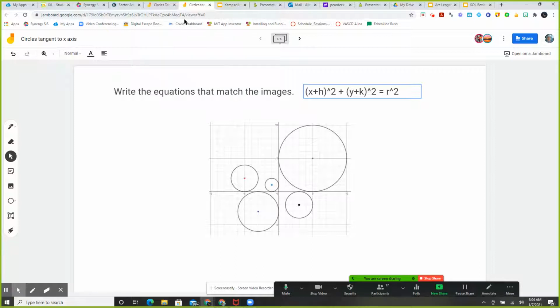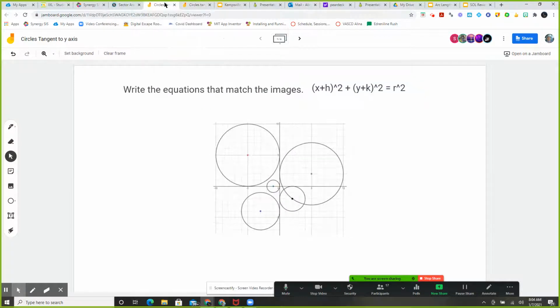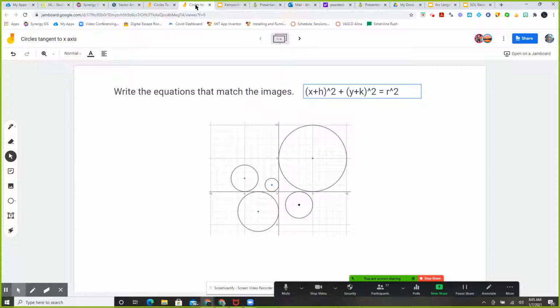You're on that Jamboard. Can you add in the equation of the circle? If you can't add the equation of the circle, can you just write the ordered pair? Like this one is -5, 5. So we could put in the ordered pair right here, -5, 5. We could put in the ordered pair here, 5, 5.